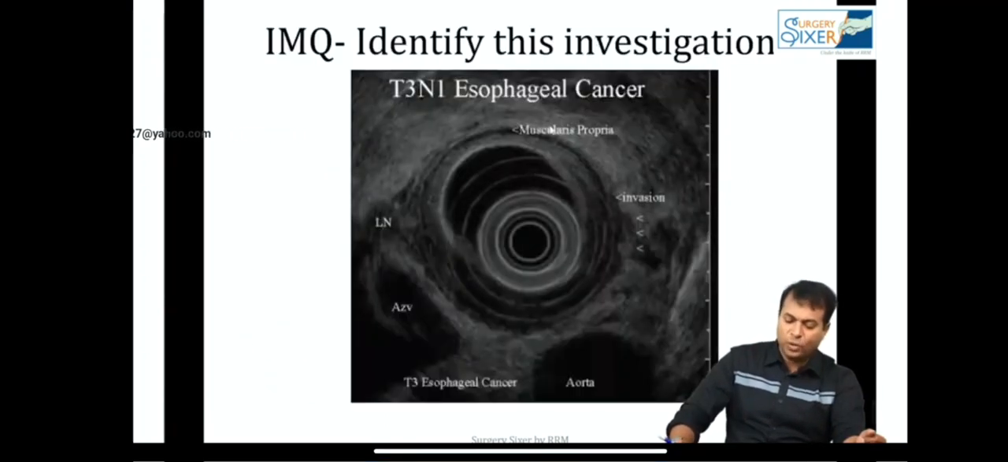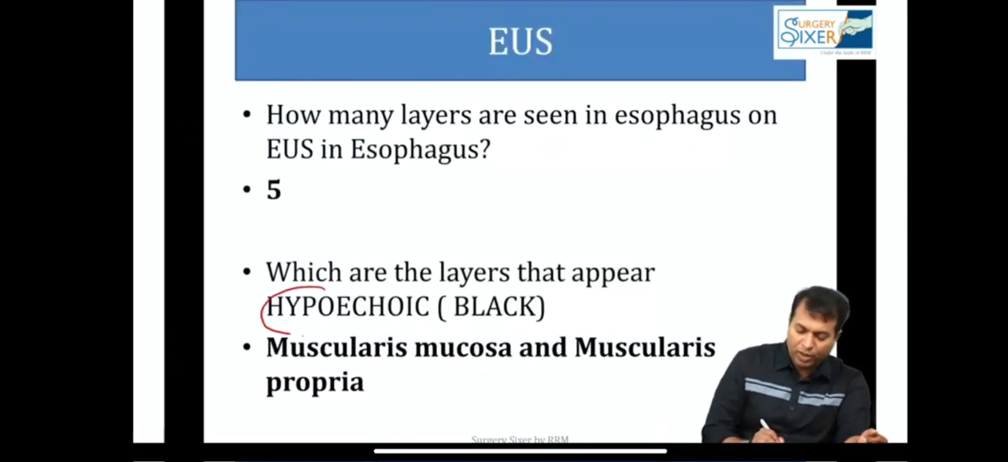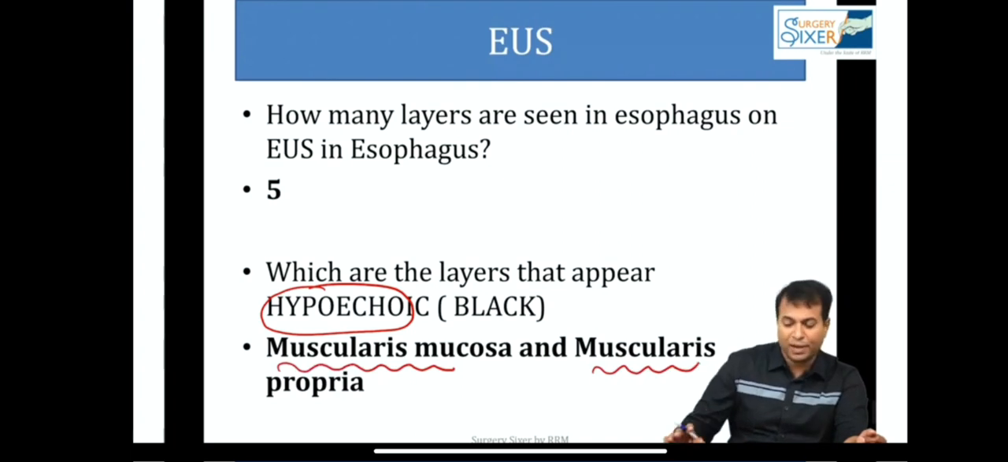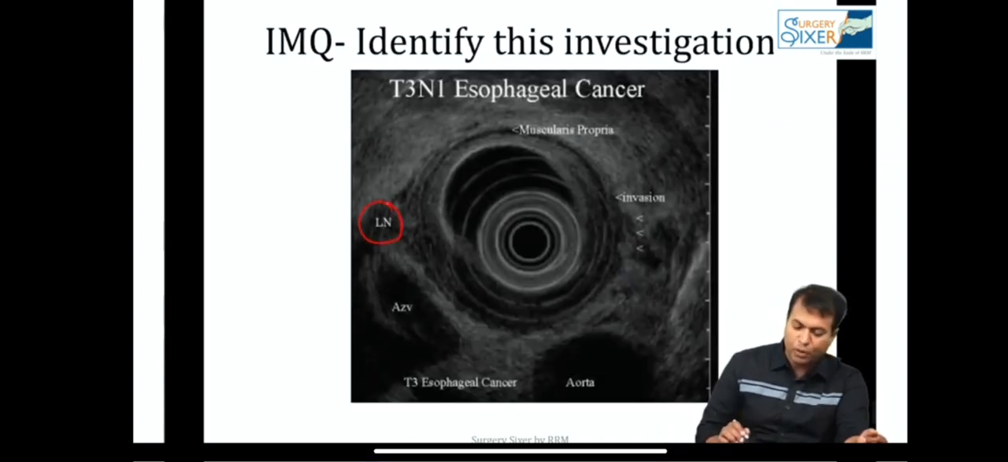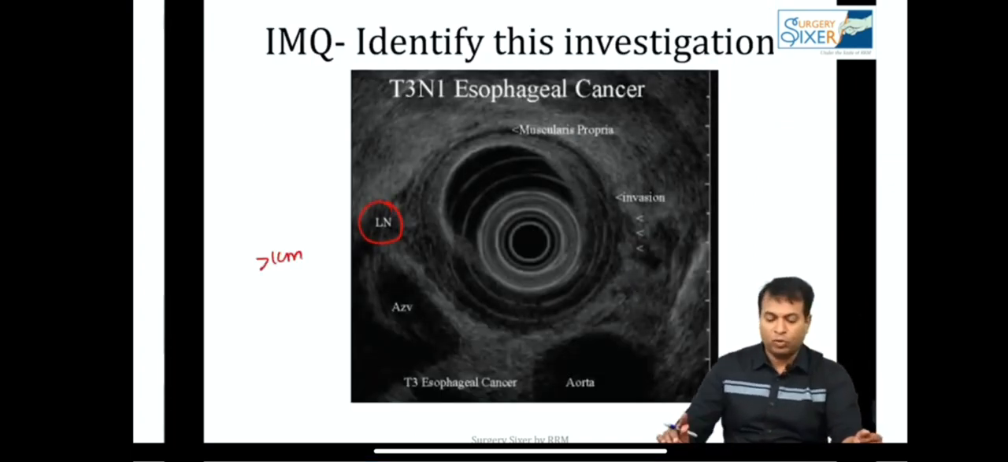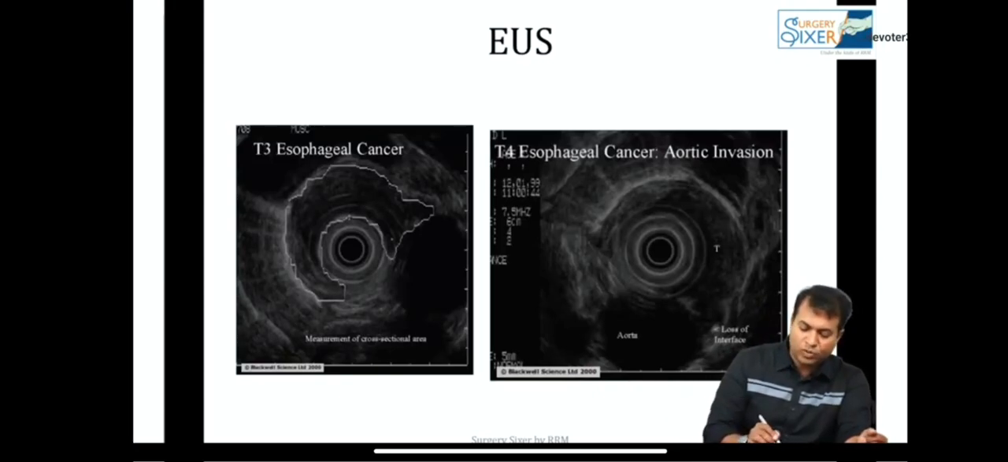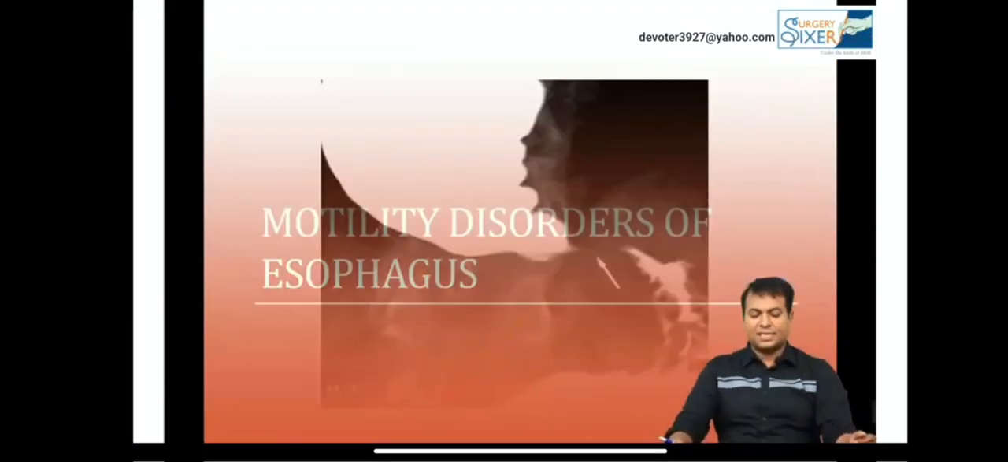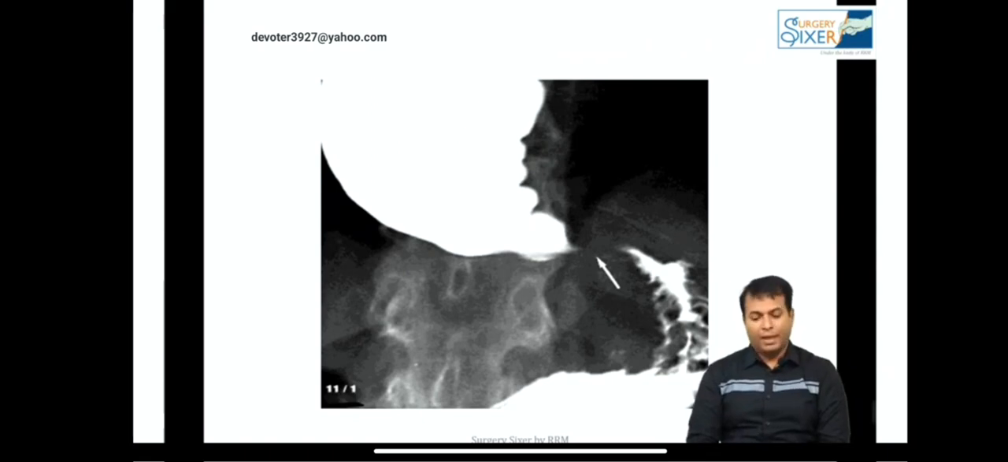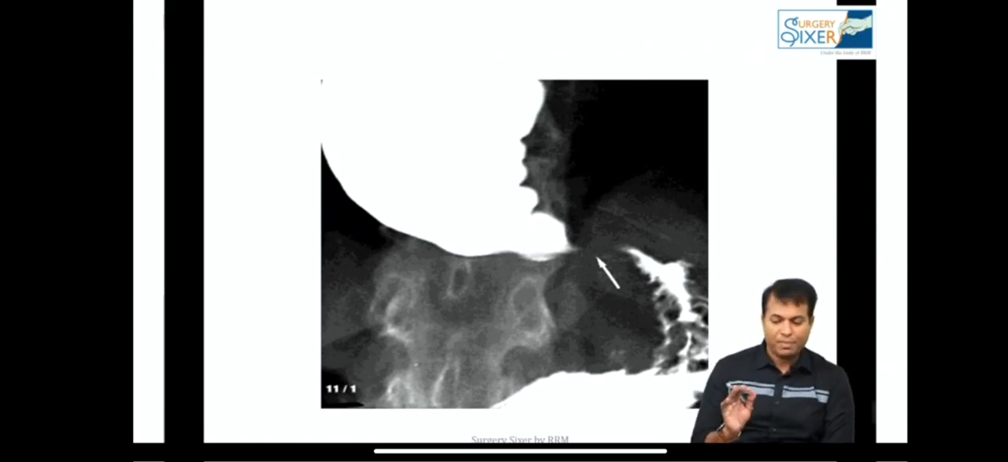So how many layers are there in EUS? There are totally 5 layers, and please don't forget that muscularis mucosa and muscularis propria are hypoechoic layers. This is a lymph node which is again hypoechoic, more than 1 centimeter, with a round border. T staging is best diagnosed with endoscopic ultrasound. And this is a classical bird's beak appearance. Please don't forget these types of images. You should never forget them in your lifetime.